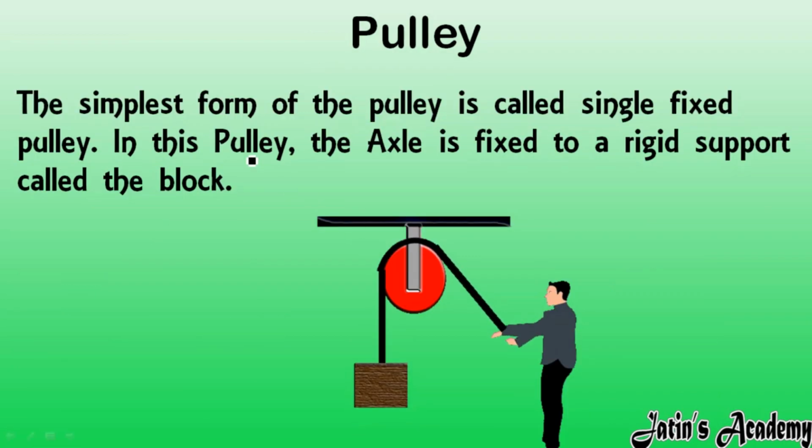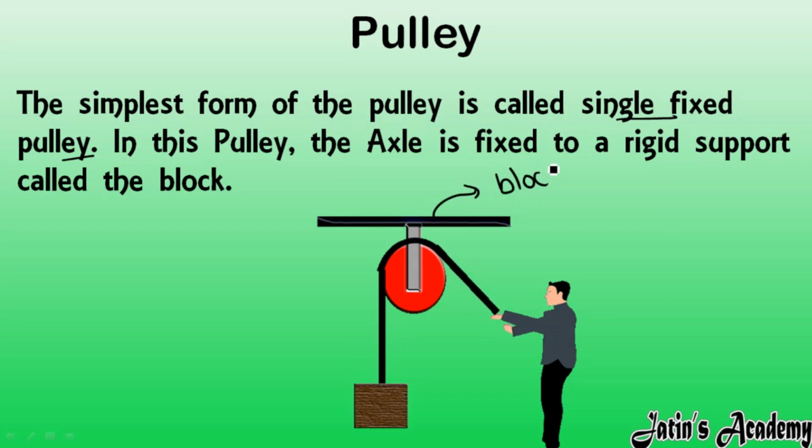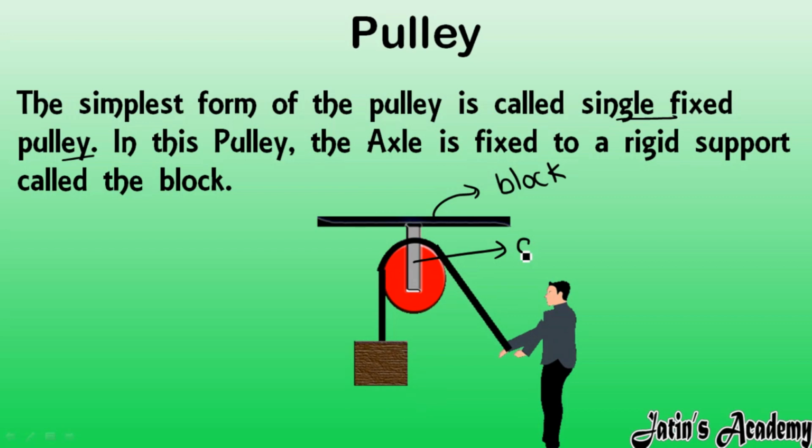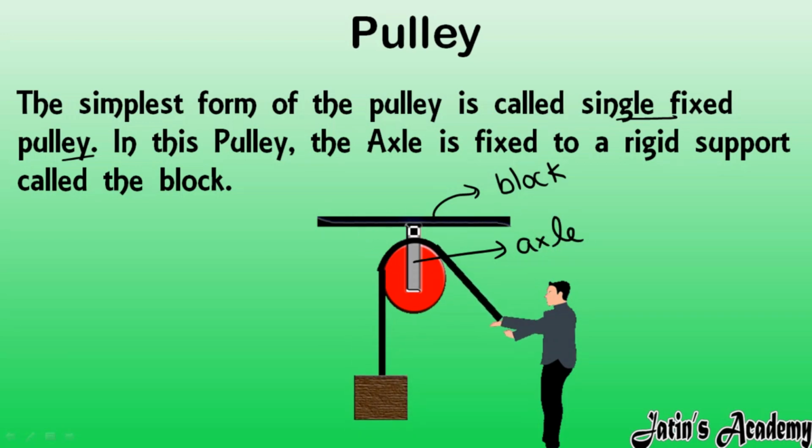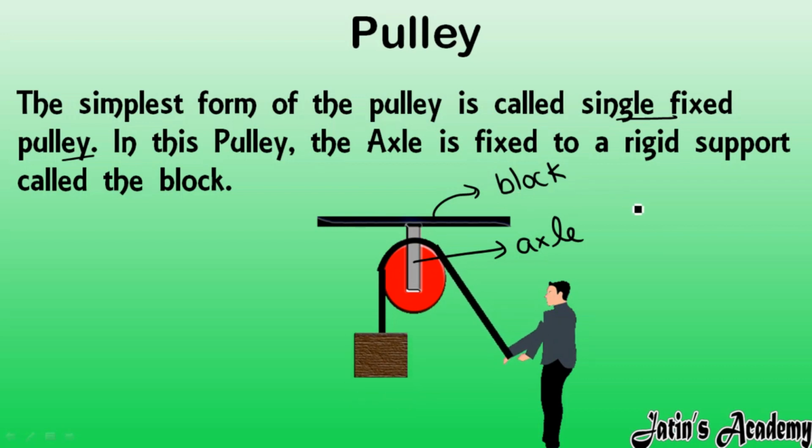Next we are having the simplest form of pulley which we use in our daily life, or which you might have also seen near a well, that is known as a single fixed pulley. In this pulley, the axle is attached to a rigid support, and this rigid support is known as the block. This is the axle around which the circular disc is going to rotate, and this fixed point at which the axle is attached is known as the block.